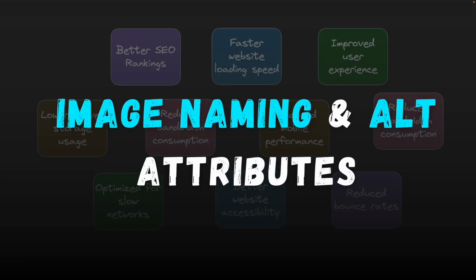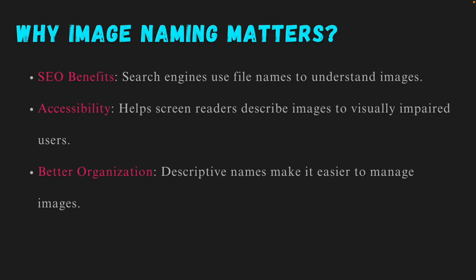Perfect. Next then we have the image naming and the alt attribute. Let's cover why image naming matters. The first one is the SEO benefit. Search engines use file names to understand the images. So if you are not using proper image names, you are not going to get SEO benefits, okay? Second one is accessibility. It helps the screen reader describe the images to visually impaired users, okay? Third is better organization. Descriptive names make it easier for you to manage your images, okay?